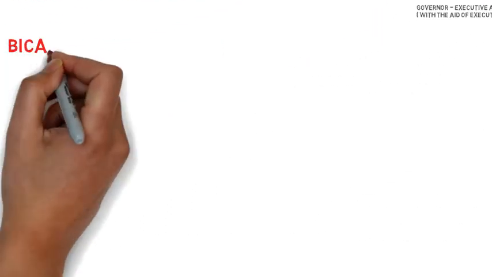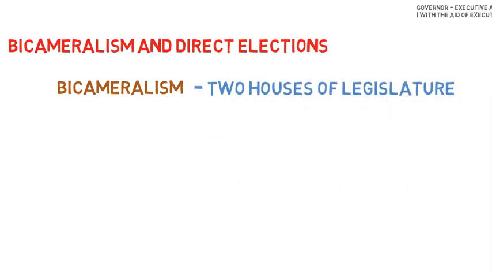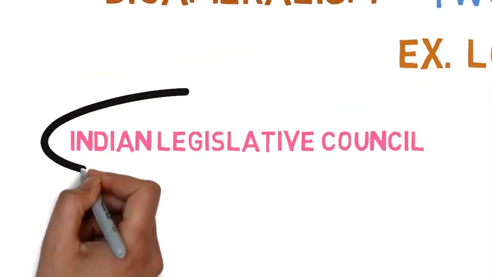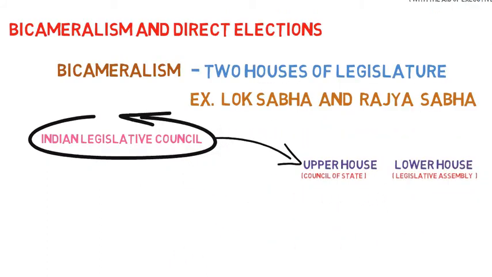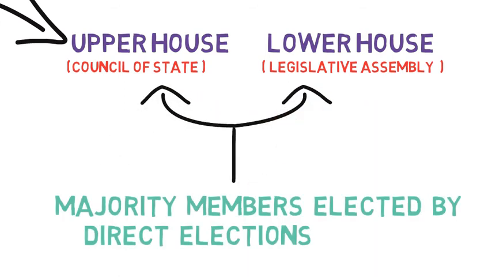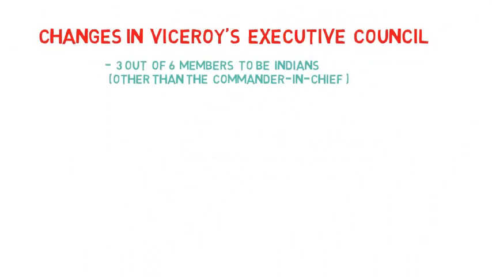For the first time, bicameralism and direct elections were introduced in India. Bicameralism means two houses of legislature, like for example, Lok Sabha and Rajya Sabha, the two houses of parliament. The Act replaced the Indian Legislative Council by a bicameral legislature consisting of an upper house, Council of State, and a lower house, Legislative Assembly. One important fact to note here is that the majority of members of both these houses were chosen by direct election. Some changes were also made in the Viceroy's Executive Council.